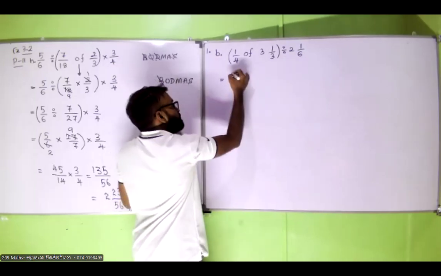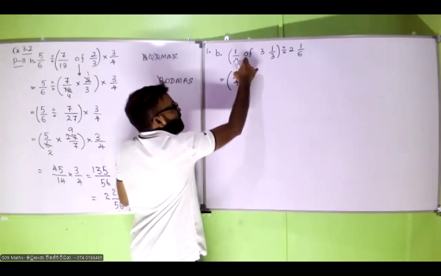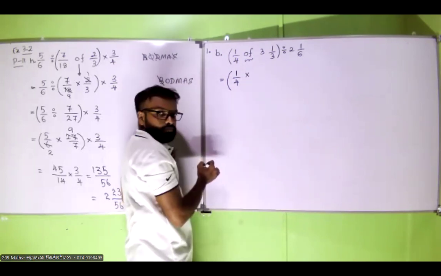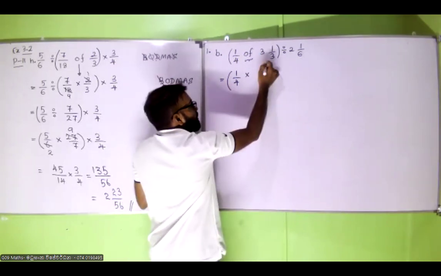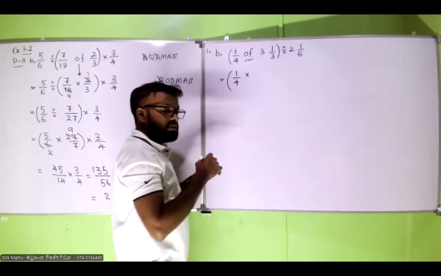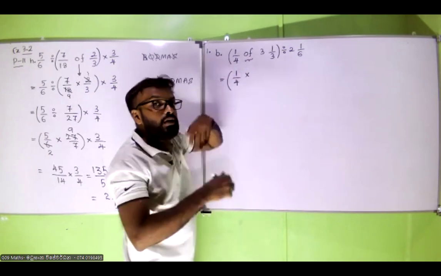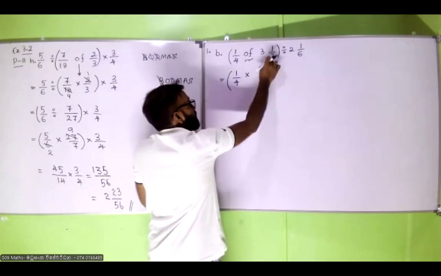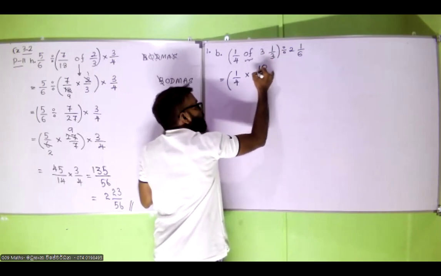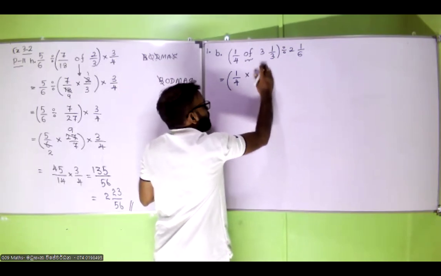So the inside bracket 1/4 off word, I am going to convert it into multiplication. Right. 3 and 1/3. This is a mixed number. At the same time, I am going to convert this mixed number into an improper fraction. 3 times 3, 9 plus 1, 10. 10/3. Right? 10/3.